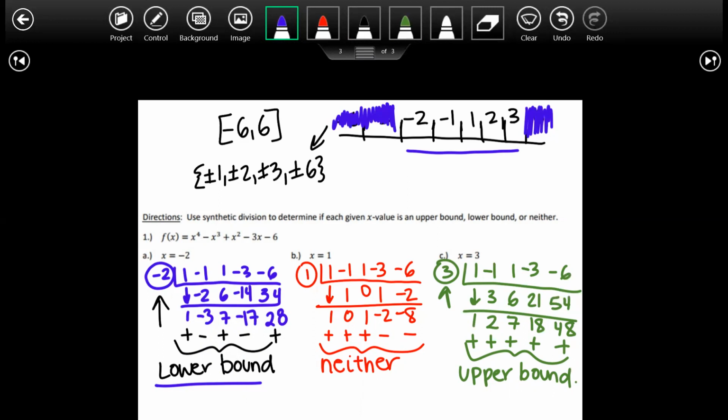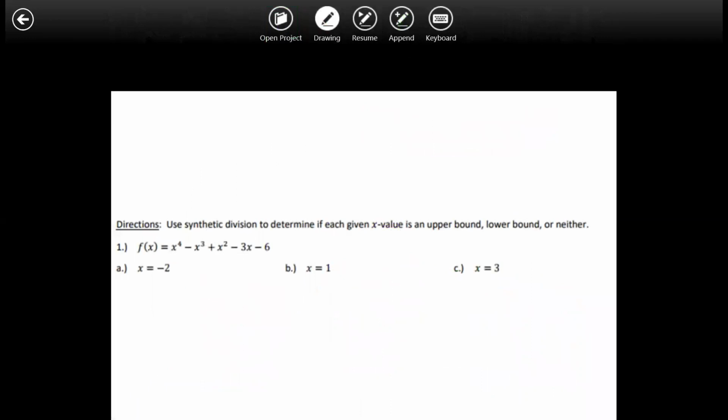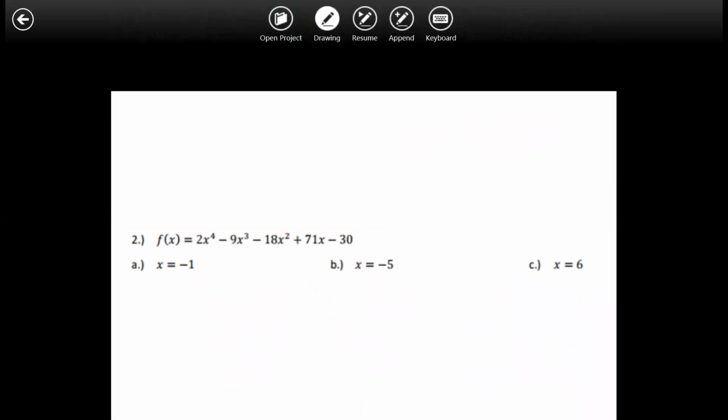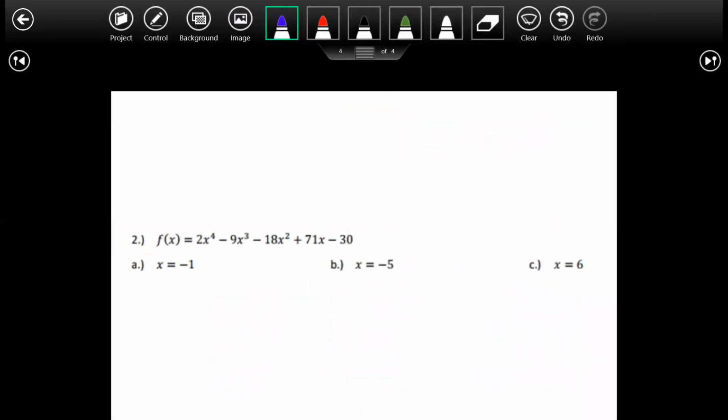Okay. Let's look at another type of problem. Let's look at this one. Copy down this example. We're just doing it 3 times. I'm not asking you to do a lot.